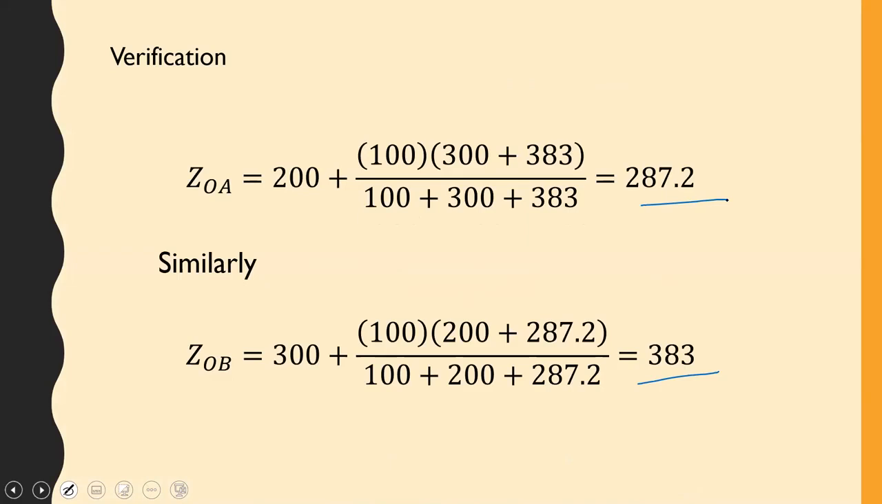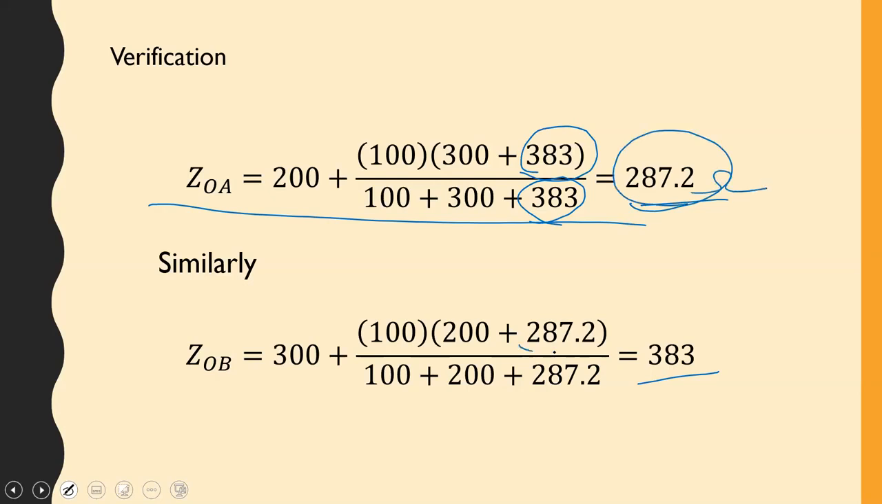Mistake. Sorry. So ZOA, we connect the 383 at B, and you get 287 ohms. You connect the 287 ohms at A, and you look at B, and you get 383. Okay? All right.